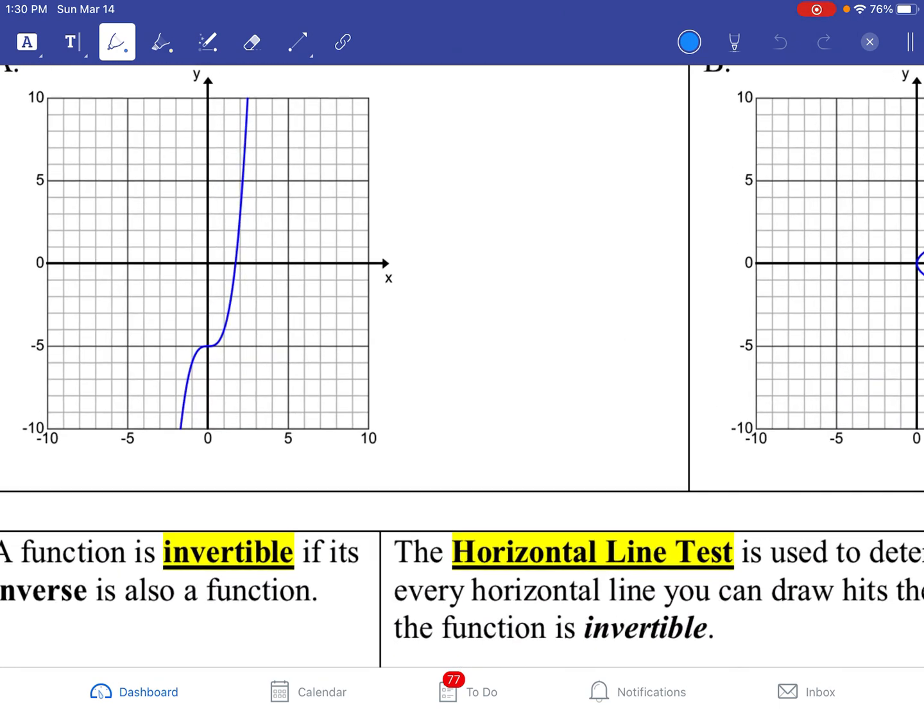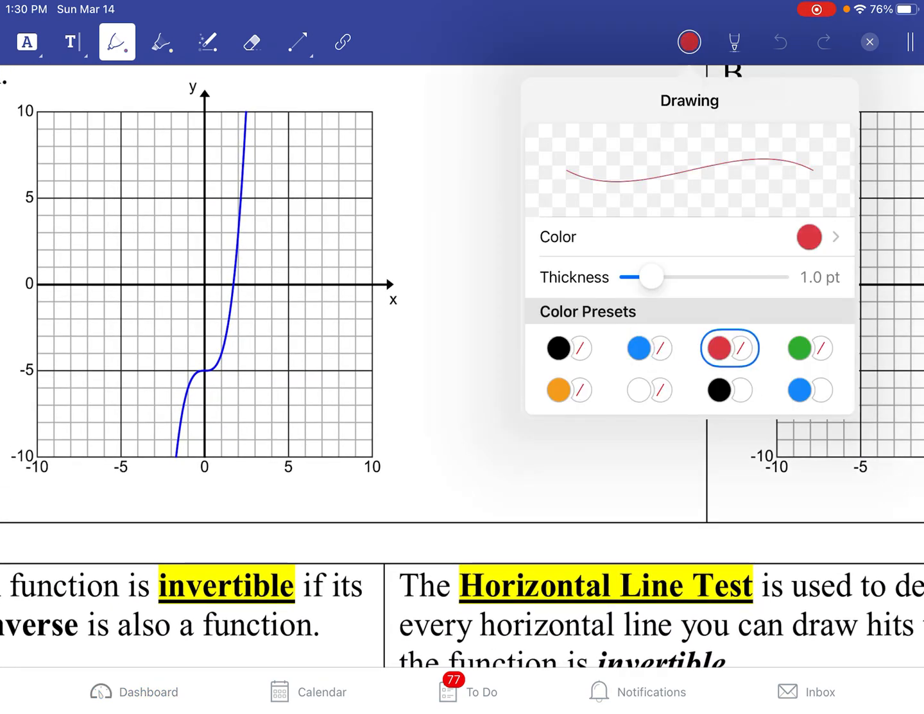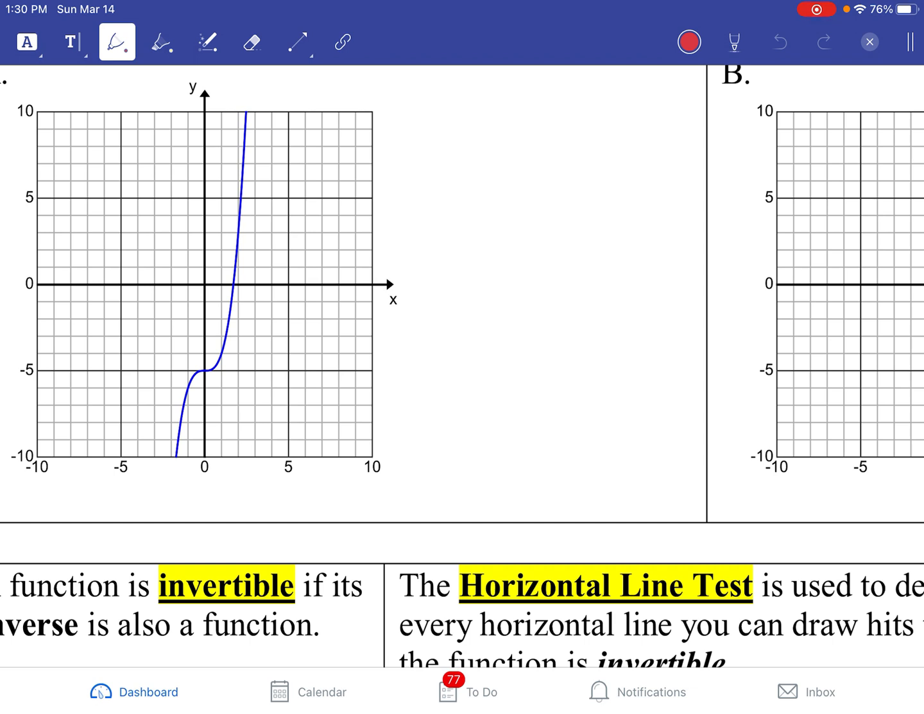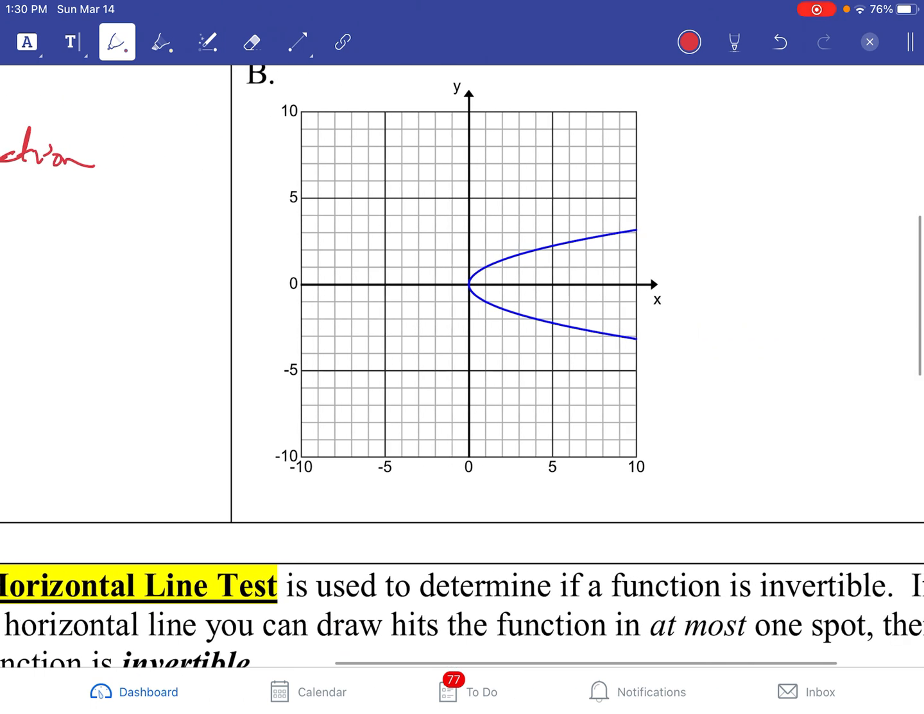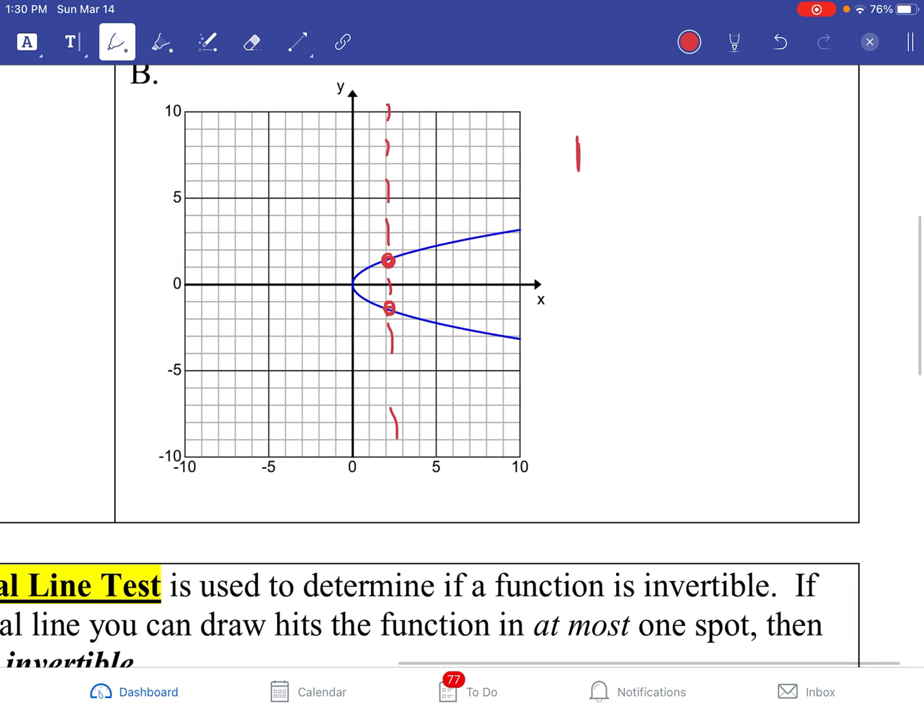So let's look at some examples. Let's make this a little bit red. Okay, so if I draw a vertical line at any point on this graph, one vertical line will only hit the graph once. It hits it down here, or down here. But it only hits at one point. So this is a function. Now, if we look at the next graph, if you draw a vertical line, this one line hits in two spots, here and here. Because it hits in two spots, this is not a function.